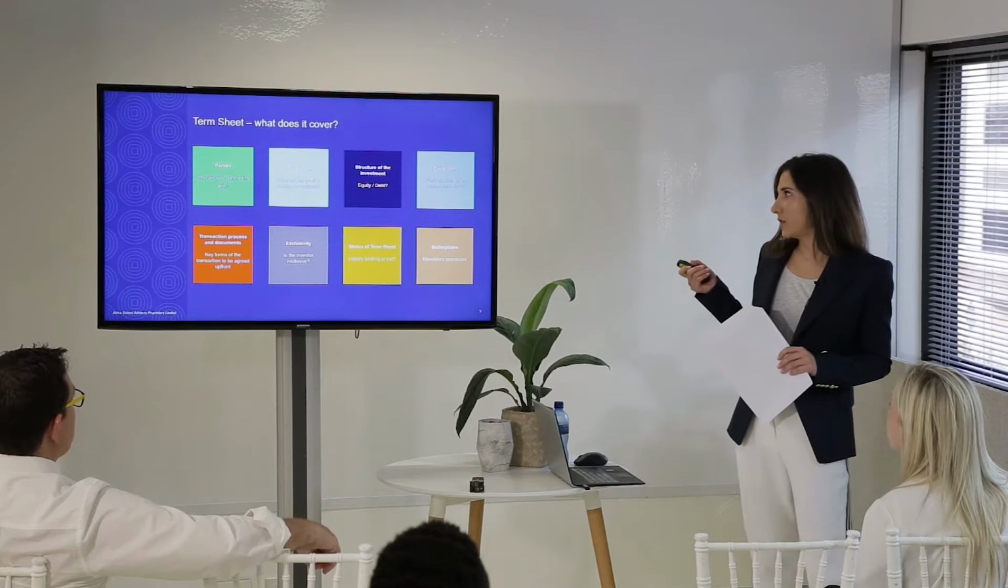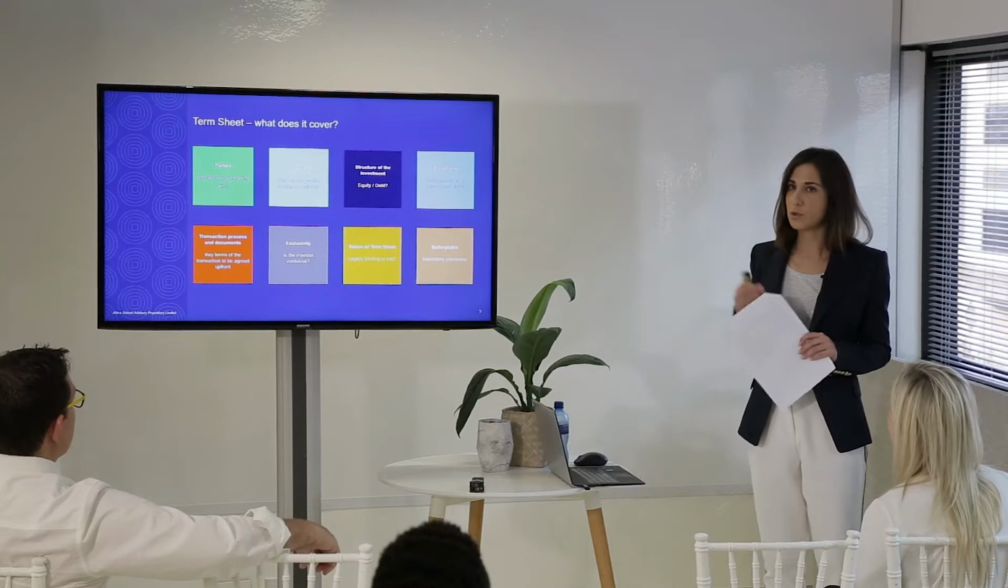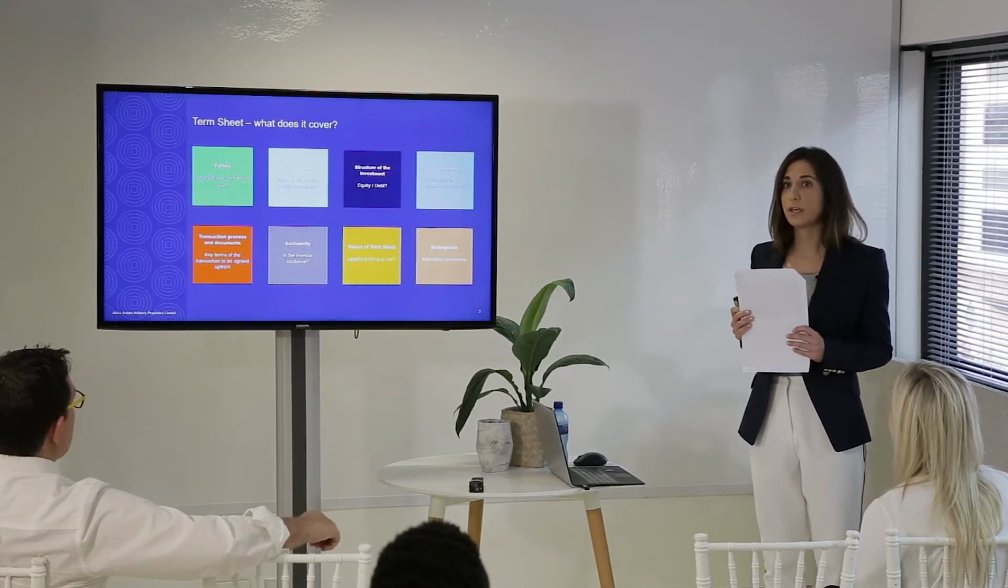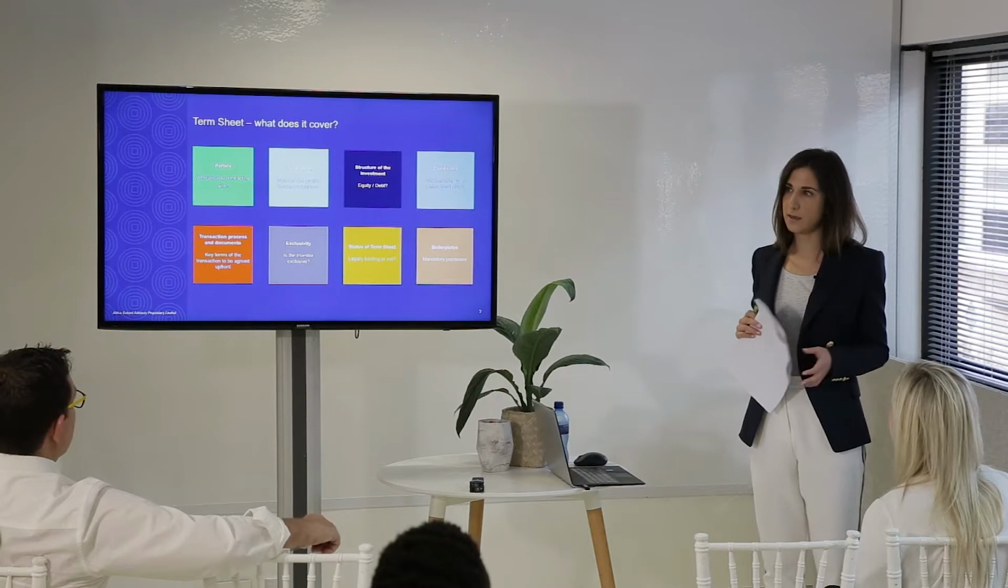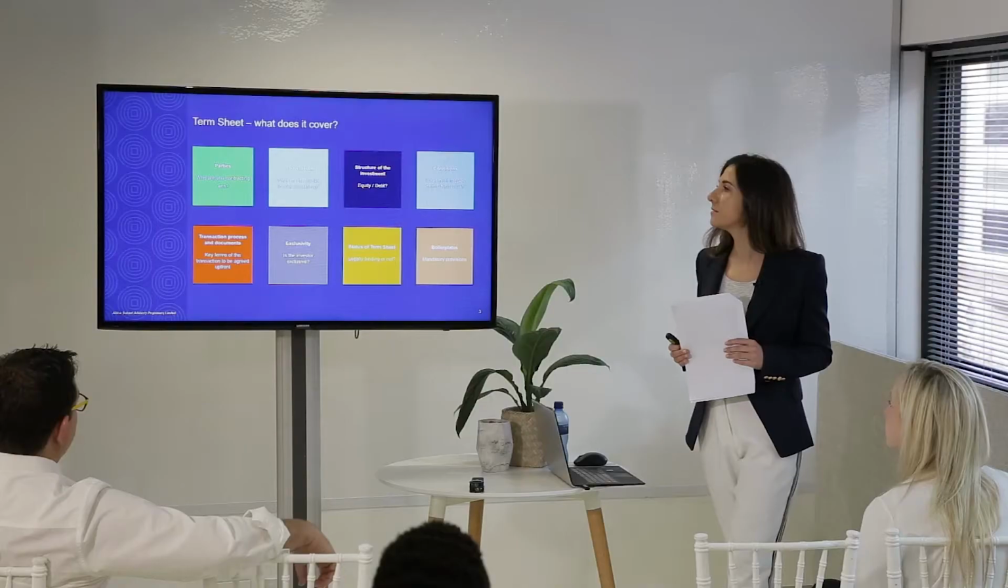The next one is the structure of investments, and this is where we'll delve into further detail later on. But I suppose the broad question here is to determine whether you're looking to raise debt funding or equity funding. The next one is conditions. I'm sure you've heard conditions precedent, these get thrown around. It's basically conditions that have to be satisfied before the deal can complete, so before funds can flow, right? And these are often identified in the term sheet and later fleshed out in the substantive transaction documents.